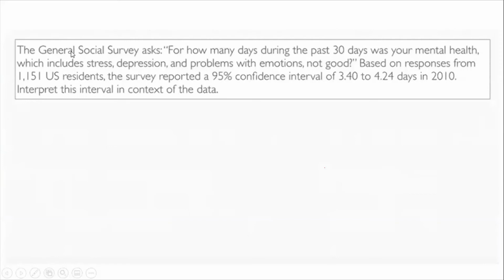Next, we are going to look at this example. The General Social Survey asks how many days during the past 30 days your mental health, which includes stress, depression, and problems with emotions, was not good. Based on the responses, we have 1,151 US residents, and they reported a 95% confidence interval of 3.40 to 4.24 days in 2010. So how will we interpret this interval in context?